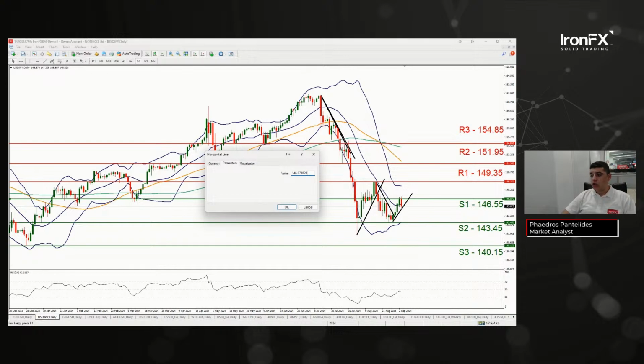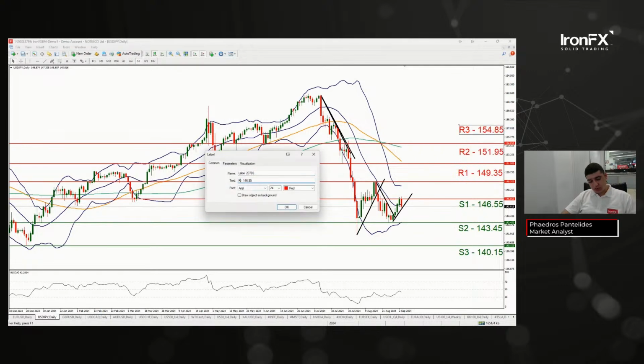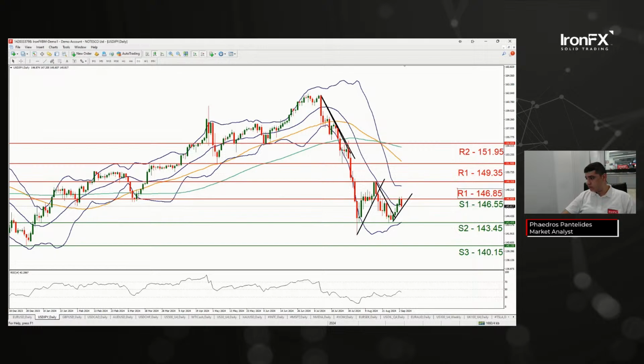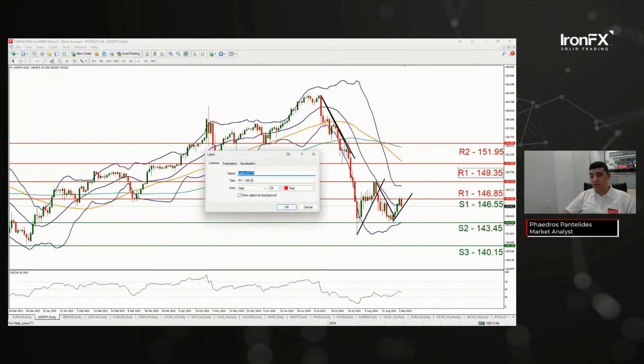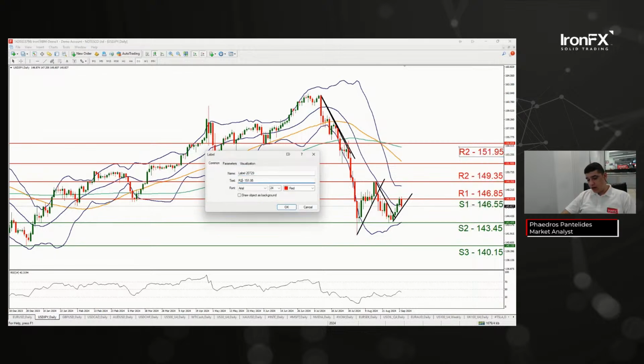R1 is now at 146.85. So this would be my R1. My R2 will be the old R1, and so on. So let's just change this. This becomes R1. R2 is at 149.35. R3 is at 151.95.